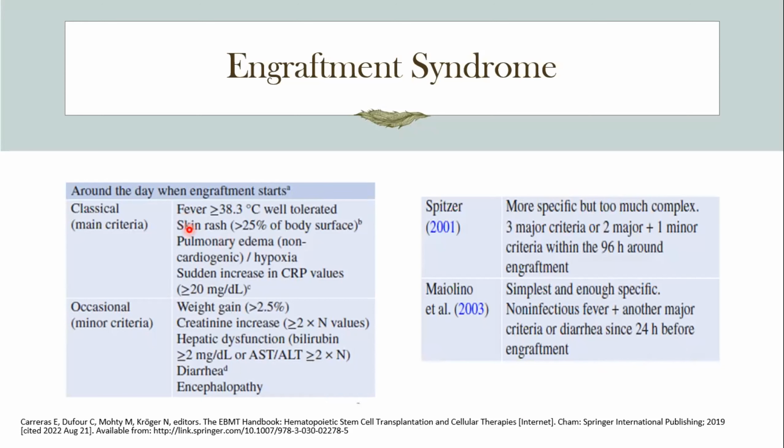And these are the criteria. Major criteria: fever of greater than 38.3 degrees Celsius, erythroderma in greater than 25% of the body surface area, pulmonary edema, hypoxia, or a sudden increase in CRP values. Minor criteria include weight gain, an increase in creatinine, hepatic dysfunction, diarrhea, and encephalopathy.